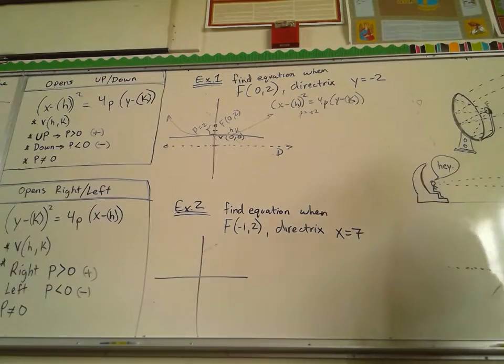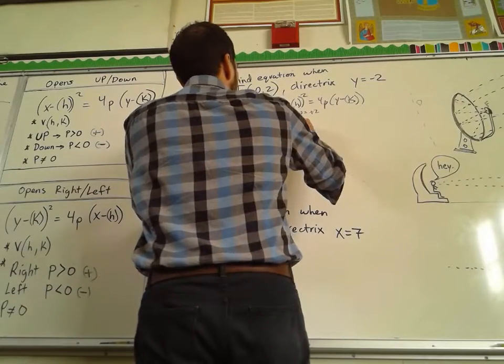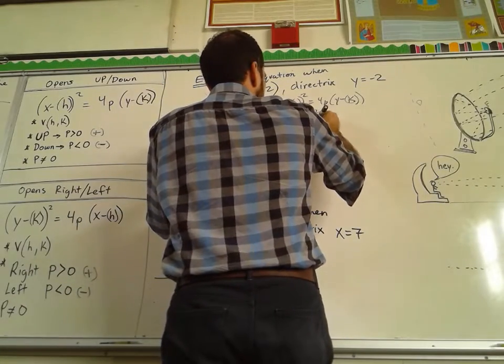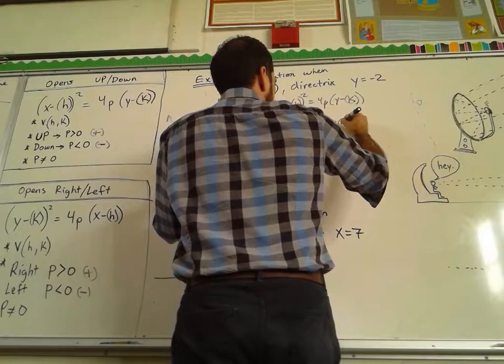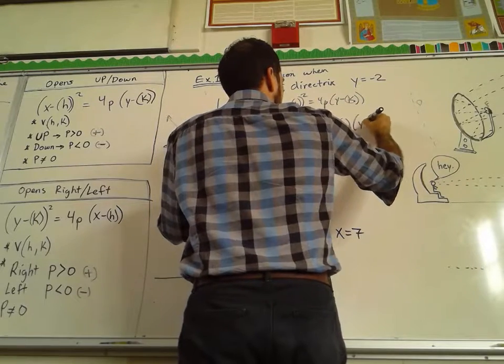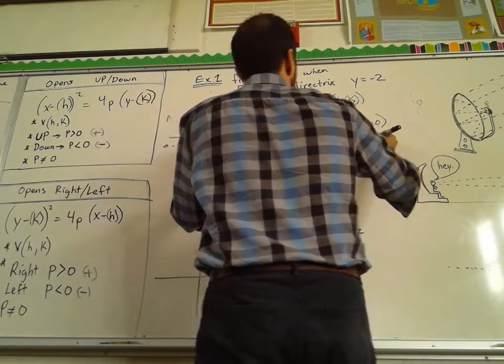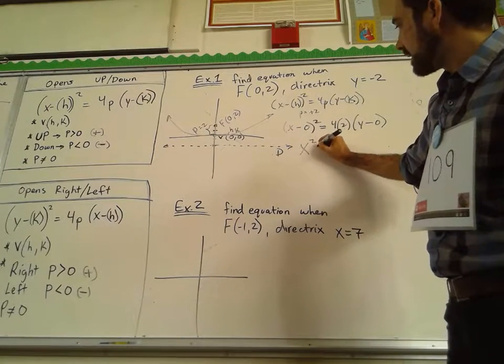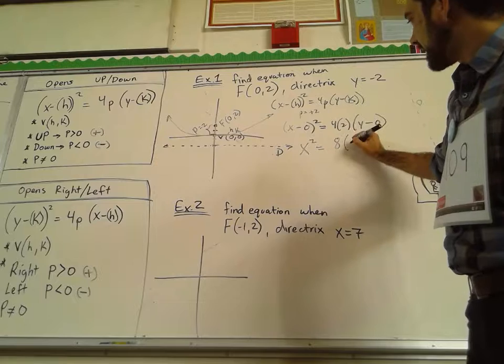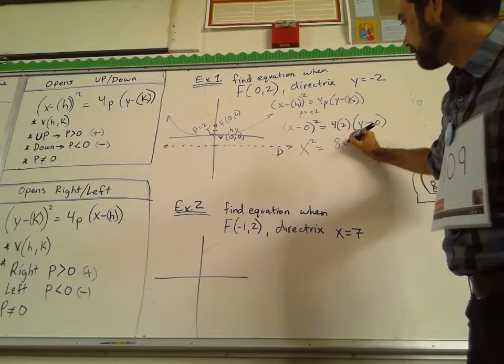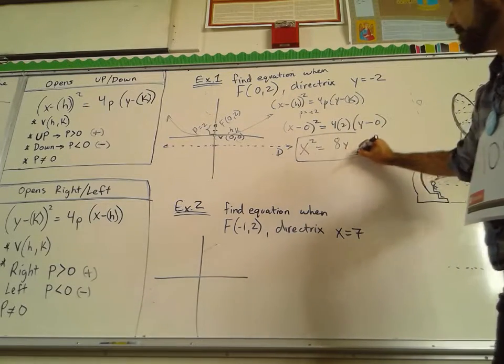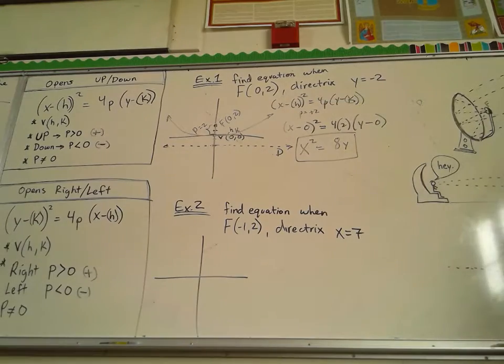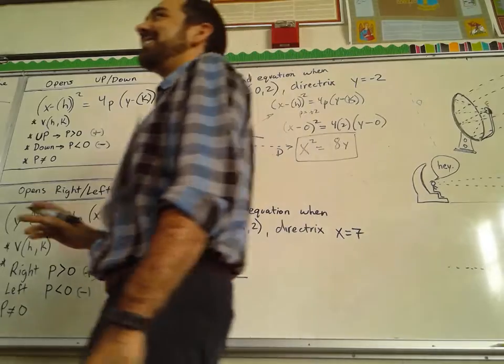Let's plug in what we know. We know that h is 0. 4 times 2, times (y − 0), or k. So watch what we're going to end up with: x² = 8y. Done. Not so bad, right?